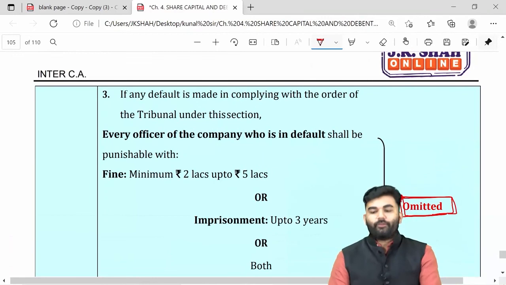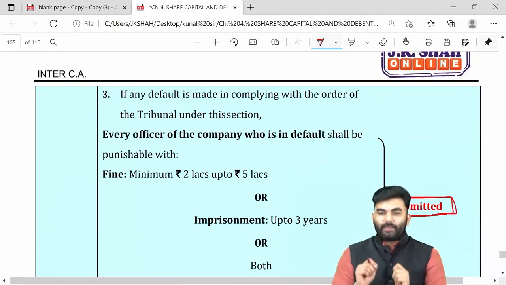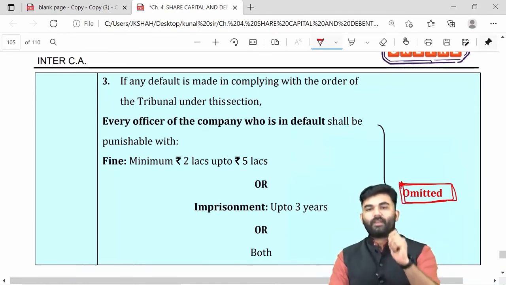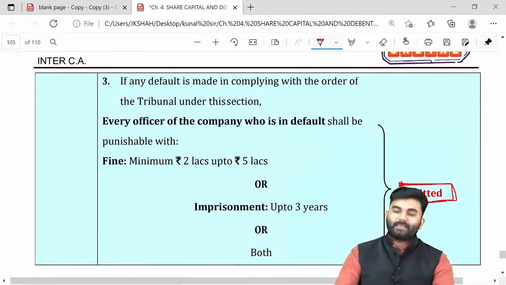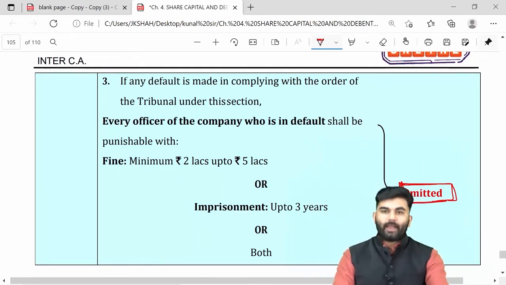So yes, my dear friends, we have successfully completed the entire revisionary part towards chapter number 4 of the Companies Act 2013, that was about share capital and debentures.